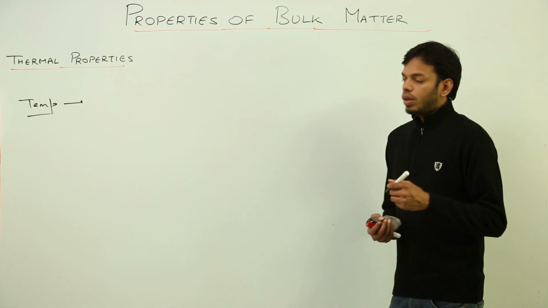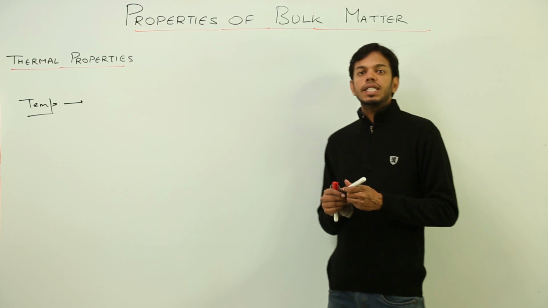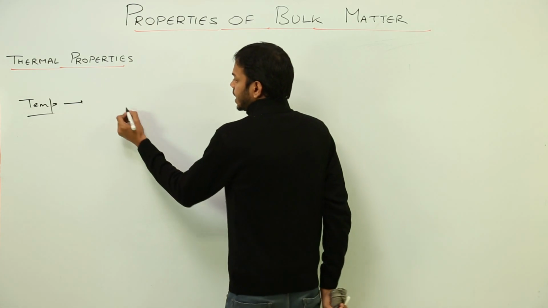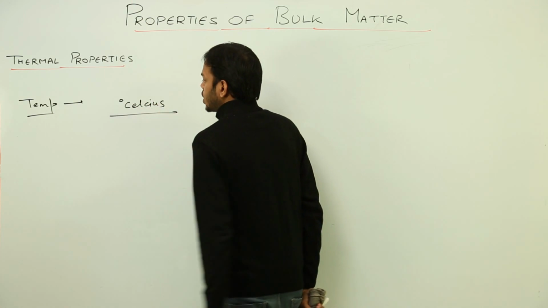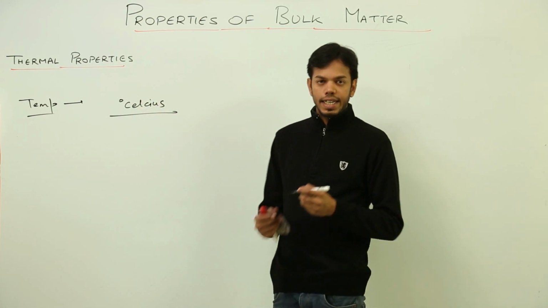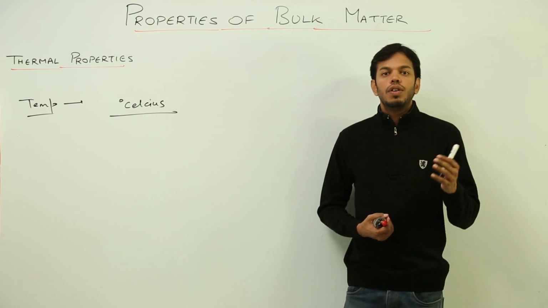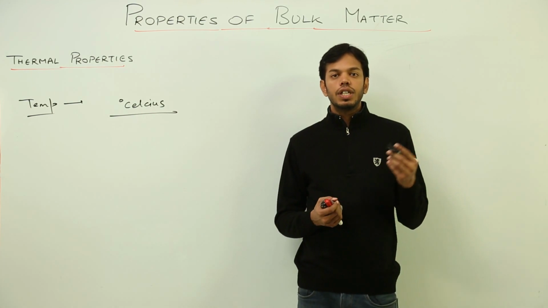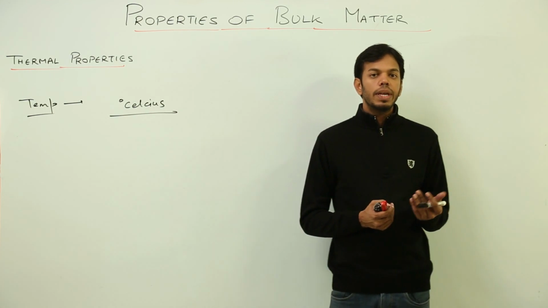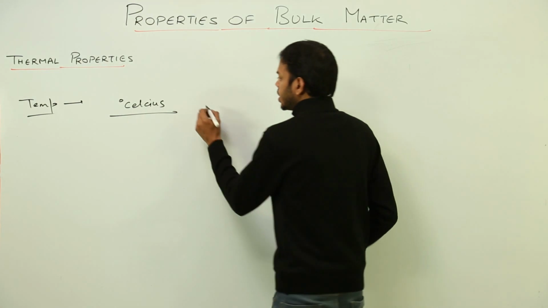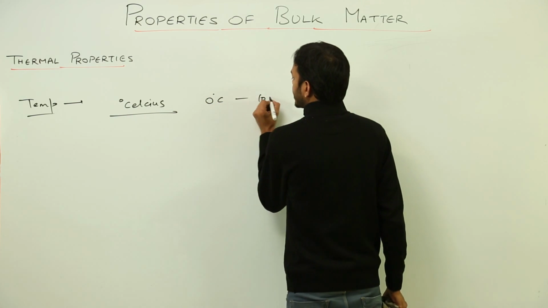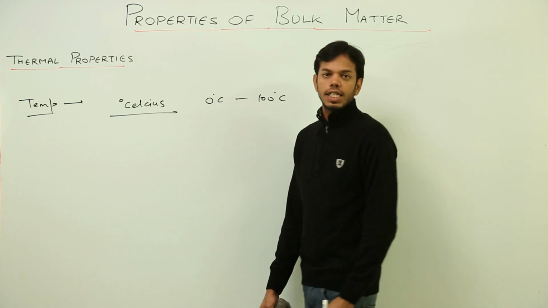Right? So the scale on which temperature is marked is basically in degree Celsius, right? That is the Celsius scale. So what is degree Celsius? Degree Celsius is a measurement scale on which we get 0 degrees Celsius, that is the freezing point of water at which ice starts forming, and 100 degrees Celsius as the boiling point of water. So this is 0 degrees Celsius to 100 degrees Celsius, right? This is the basic form of degree Celsius.